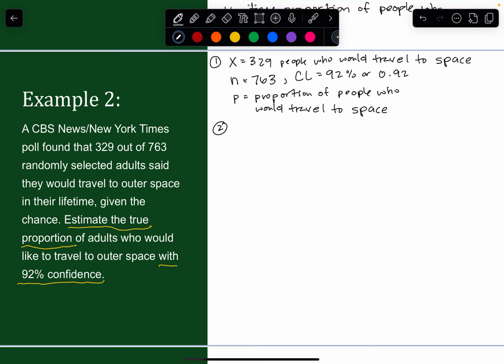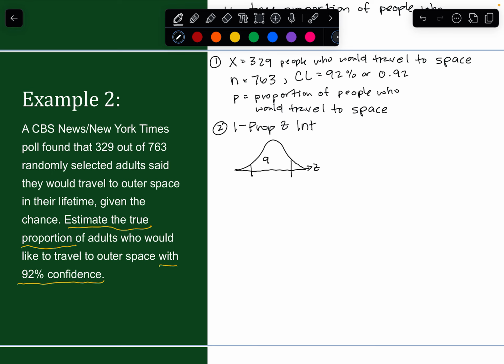Step 2, I'm constructing a 1 proportion z interval. I need my critical value. And because I was given x and n, I need p prime, q prime. So confidence interval first. For proportions, it's always z.